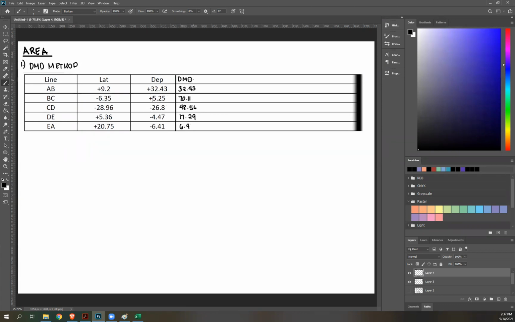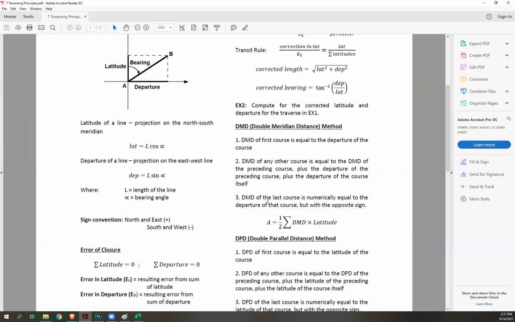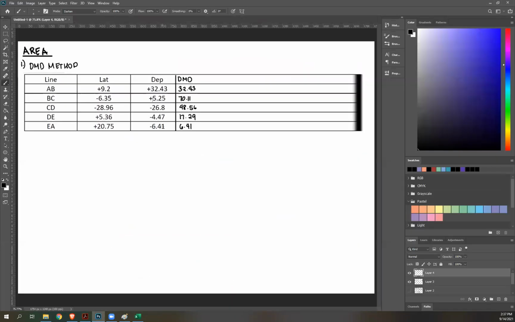Now look here. As you can see, they have the same value, but with opposite signs. And that is what they were talking about here. And the DMD of last course is numerically equal to departure, but opposite sign. So this is a way for you to check if you did things correctly. You should be able to compute it in a way that your final value here, the last row, should have the same magnitude as the given departure. Okay? So since they are the same value, we did things correctly.